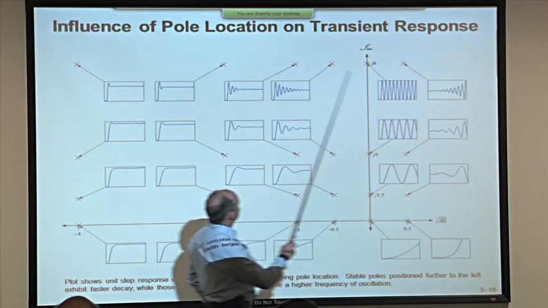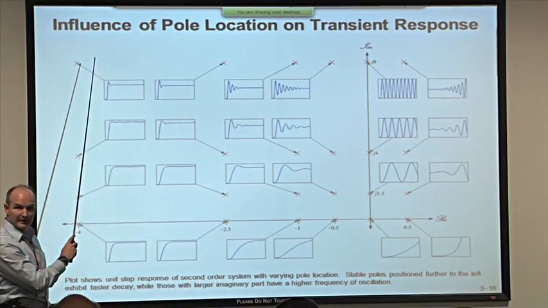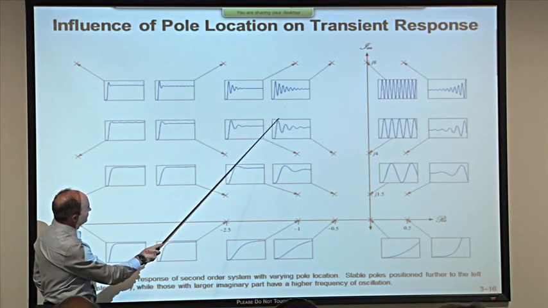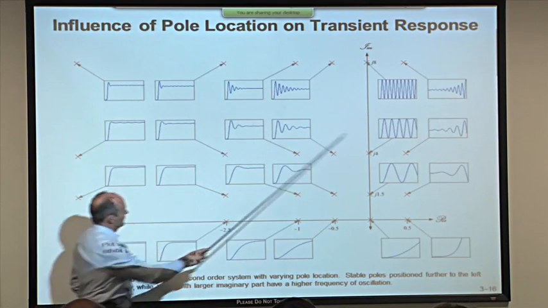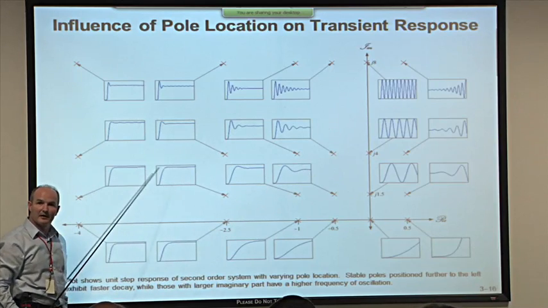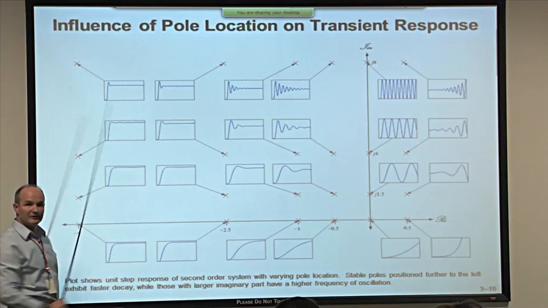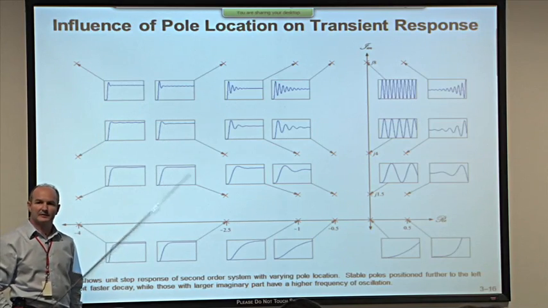The frequency of oscillation is identical. And the same is true down here. See, this one has an oscillation frequency which is the same as that one, as that one, as that one. Everything on the same horizontal line seems to have the same oscillation frequency. But the further to the left you go, the quicker it decays.